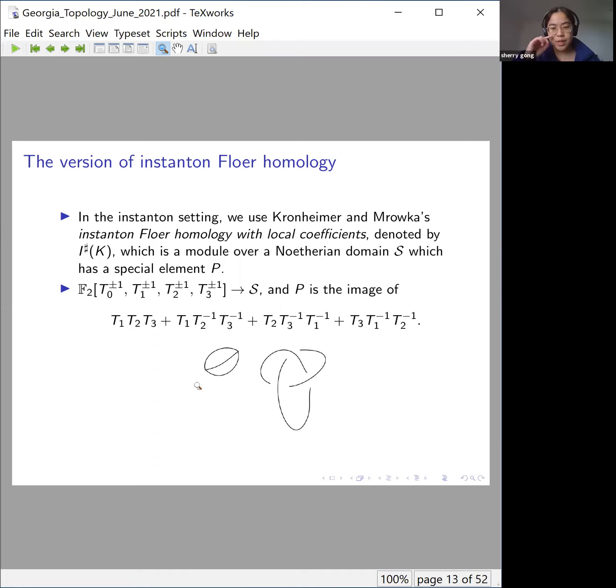And then we're looking at the instanton Floer homology with local coefficients. These local coefficients correspond to a local system, which is basically a function to S1 from the space of flat connections. And the local coefficients we're going to take correspond to a local system coming from taking holonomy along the components of the link and the 3 arcs of the theta web. So T0 corresponds to the holonomy along the link, and T1, T2, and T3 correspond to the holonomy along the 3 arcs of the theta web.